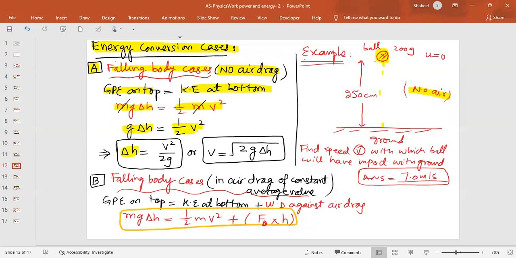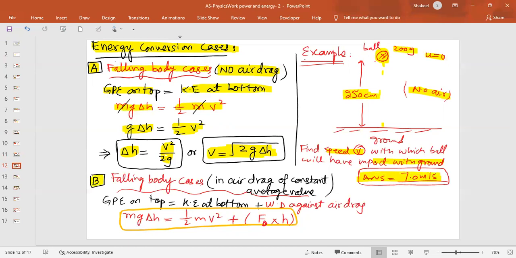So delta h, or change in height, is v squared over 2g, or v is the square root of 2gh. Well, here's an example: the mass of a ball is 200 grams, it was at rest, there's no air, and it was dropped from a height of 250 centimeters. Find the speed with which the ball will impact the ground. You have to solve it yourself. You can pause the video, solve it, and the answer must be 7 meters per second.